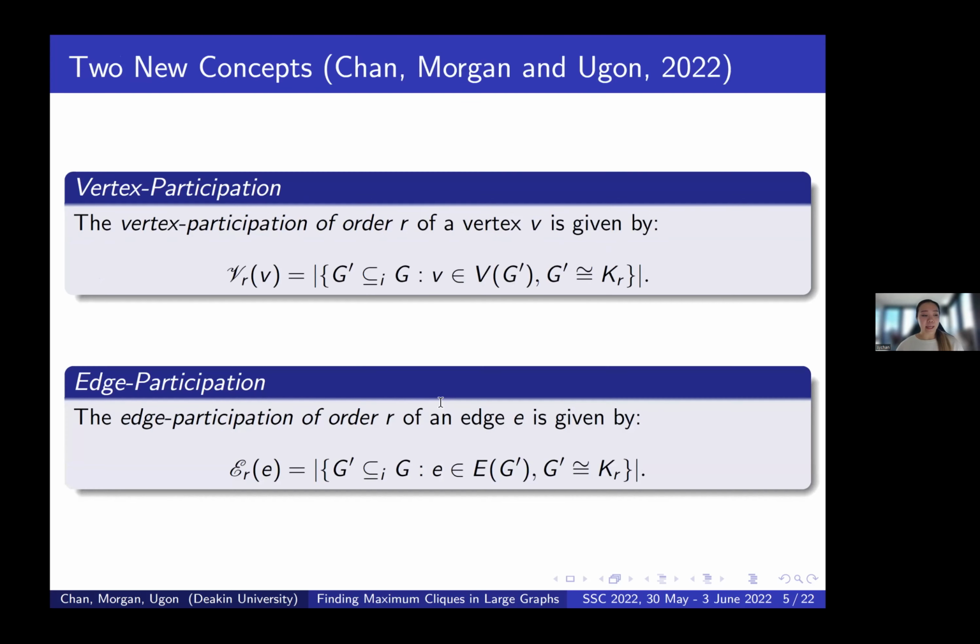So then before I get into the reduction algorithm, I'll give two new concepts that were first introduced by us in a previous work that was used to generalize the Rich Club. These two new concepts are the vertex participation and the edge participation. So the vertex participation is the number of r-cliques that a vertex belongs to. And similarly the edge participation is the number of r-cliques that an edge belongs to. I'll use a figure to demonstrate.